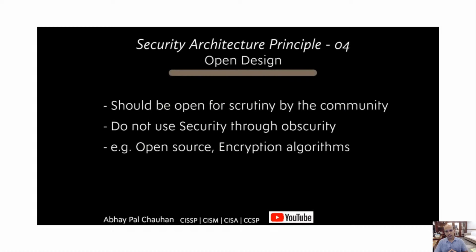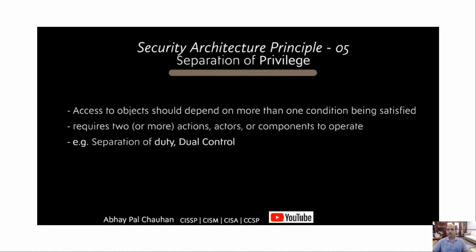So open source software works on this particular concept only. Even encryption algorithms like AES are not obscured, they are not kept hidden from the rest of the globe. They are provided. It means the algorithms of these encryptions were provided to the whole public so that they can work on them and then point out the loopholes which are there in that particular encryption algorithm, right? So that is open design.